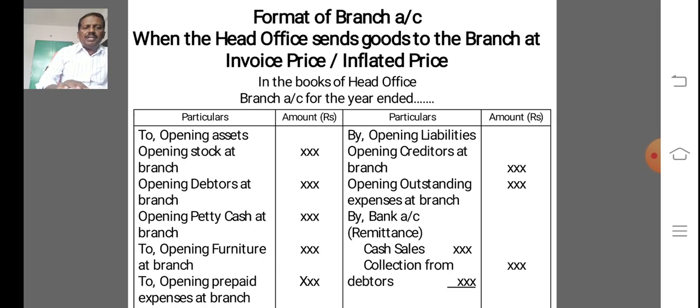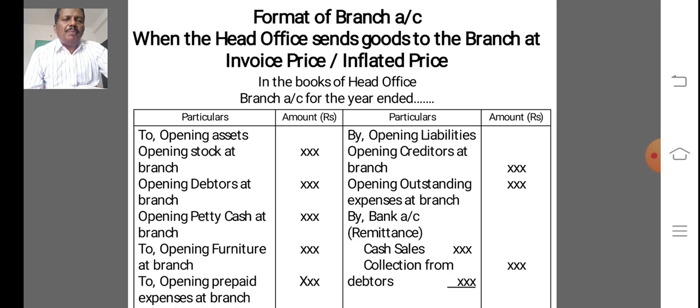So in debit side, we are entering the opening assets, that is the value of assets at the branch at the beginning of the accounting period, that is opening stock at branch, opening debtors at branch, opening petty cash at branch, etc. And opposite, credit the opening liabilities. So the value of the liabilities at the branch at the beginning of the accounting period are mentioned, that is opening creditors at branch, opening outstanding expenses at branch.